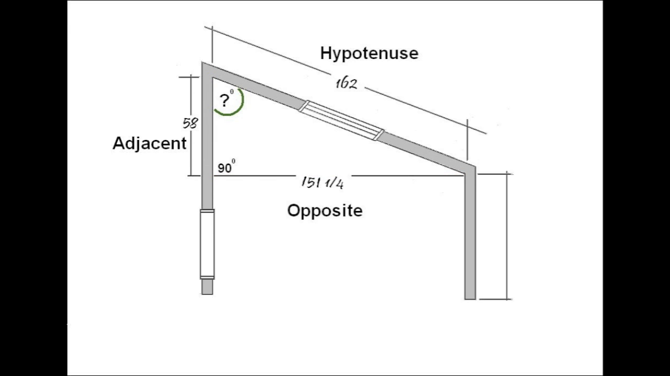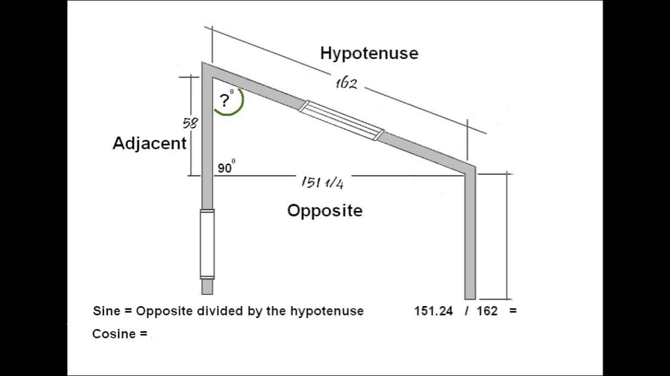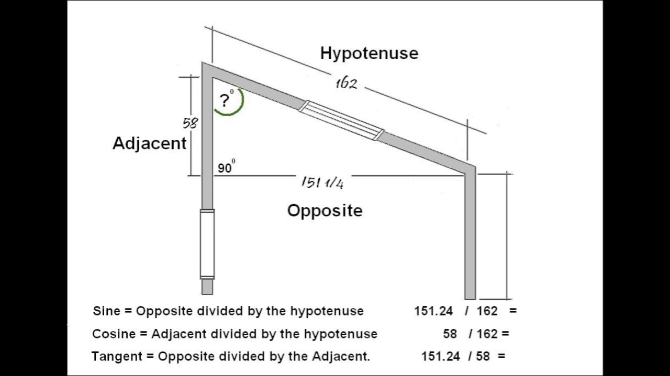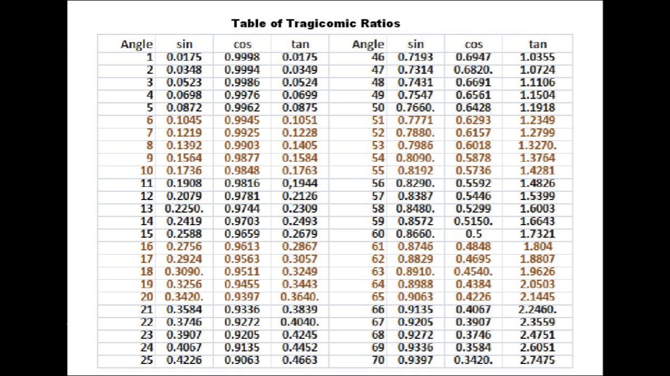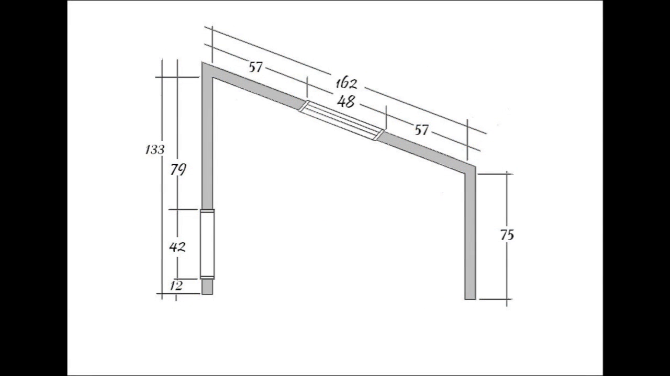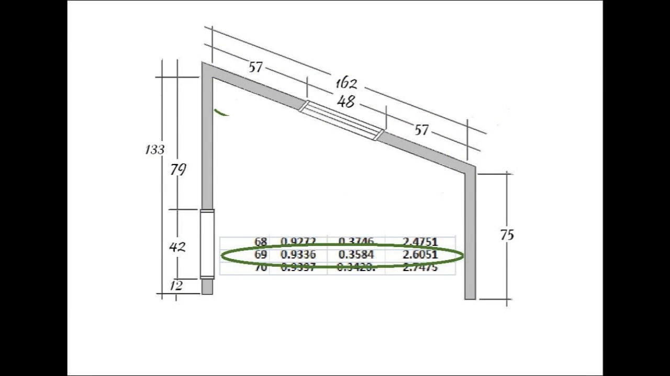Three formulas help us determine the angle's radius. Sine is the opposite divided by the hypotenuse. Cosine is the adjacent divided by the hypotenuse, and tangent is the opposite divided by the adjacent. Next, we calculate our formulas and round to the nearest 10,000th. We compare our results to the angles on the table of trigonometric ratios. We can determine the radius of our angle is 69 degrees.